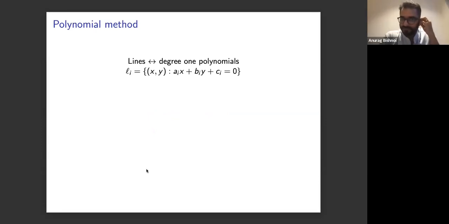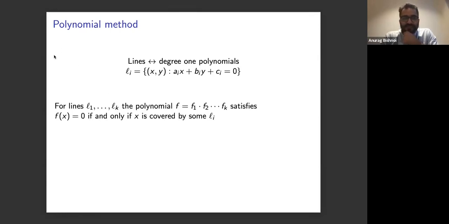So this is what the polynomial method is about in this context. What we can do is write down each line as a degree 1 polynomial. That's how a line is defined, by just some equation like this. And then you can multiply a bunch of these equations. So say you have k lines, and then you can multiply all of these polynomials that define these lines. Then this polynomial f has degree equal to the number of lines, and it vanishes at a point if and only if that point is covered by at least one of the lines, right?